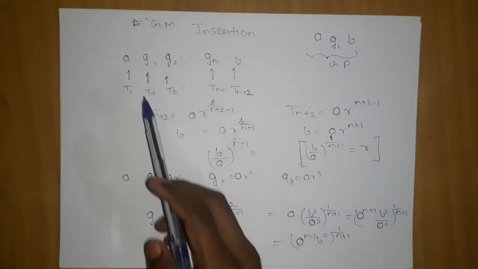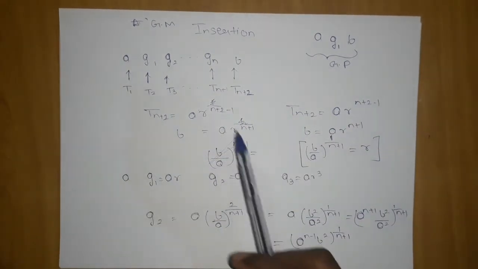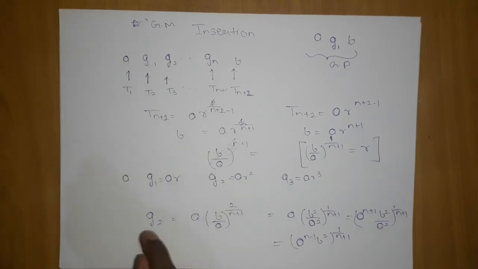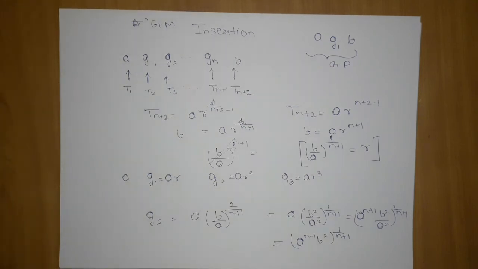Now further on we came to know that g1 is nothing but a into r, g2 is nothing but ar square, and g3 is ar cube. So between two terms, we came to know that we can find any gm by finding r. R is b by a to the power 1 upon n plus 1, this is the general r. If we know r, we can get any gm directly, that is g1 is equal to ar, g2 is equal to ar square, g3 is equal to ar cube, that is, a times r to the power of that term's position. Further on we wanted to find the exact formula for getting any particular gm.